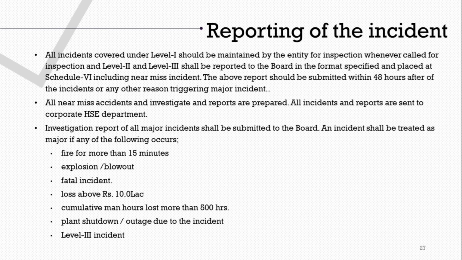All near miss accidents are investigated and reports are prepared. All incidents and reports are sent to the corporate HC department. The investigation report of all major incidents shall be submitted to the board.